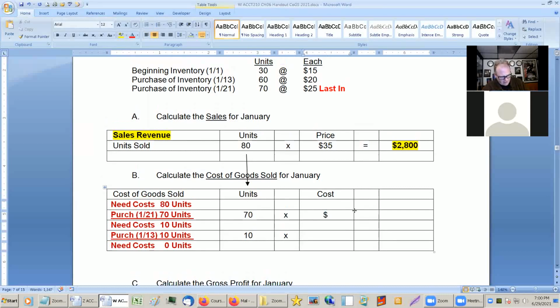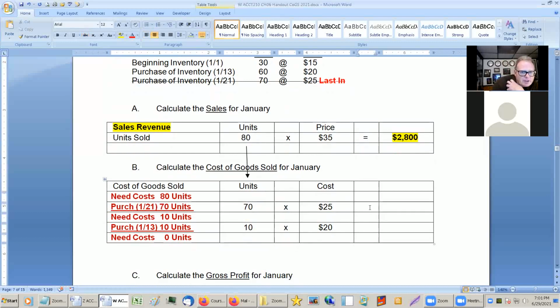Okay, so these are at 25. These are at 20. So this one is gone forever and never coming back. All right.